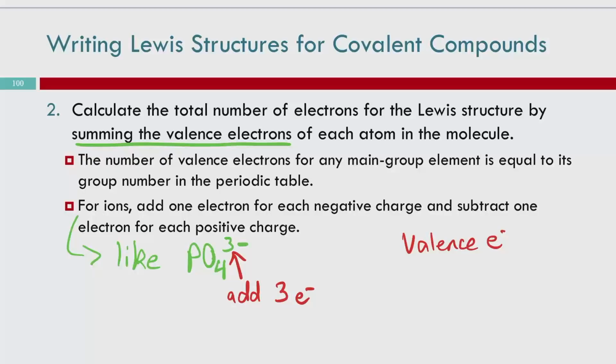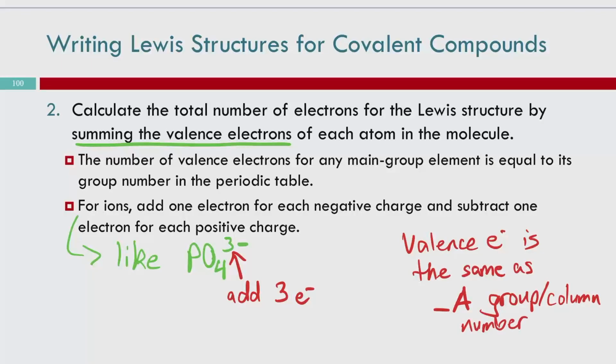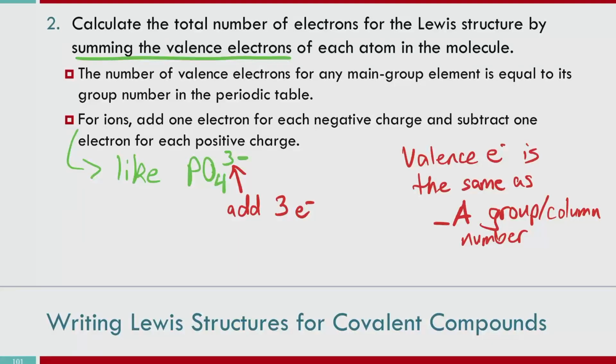Remember that valence electrons is the same as the A group column number. So if we have carbon, carbon is in the 14 or 4A column. So it has 4 valence electrons. And every carbon that we have, if we've got 1, we're going to have 4 electrons. If we've got 2 carbons, we're going to have 2 times 4 for 8 electrons. We would count those up for everything that we've got in our molecule.